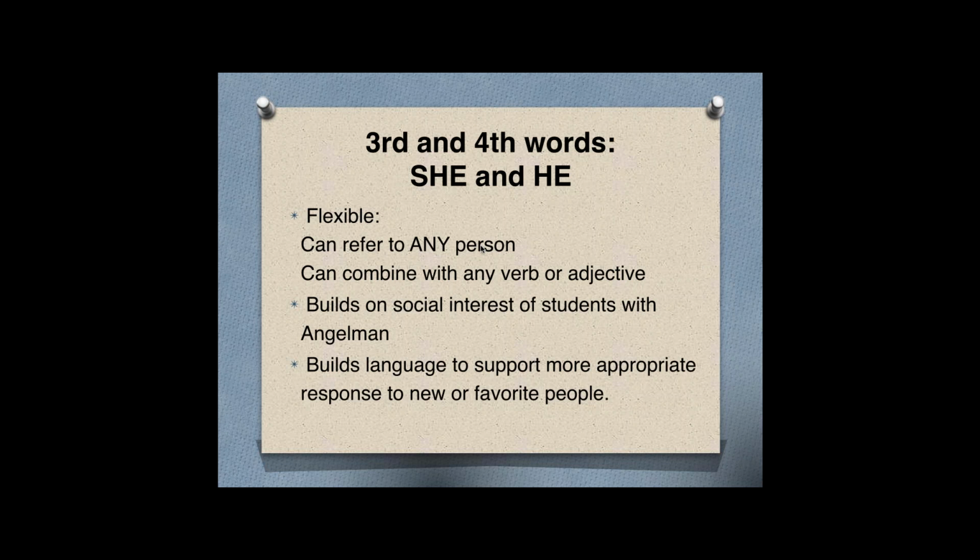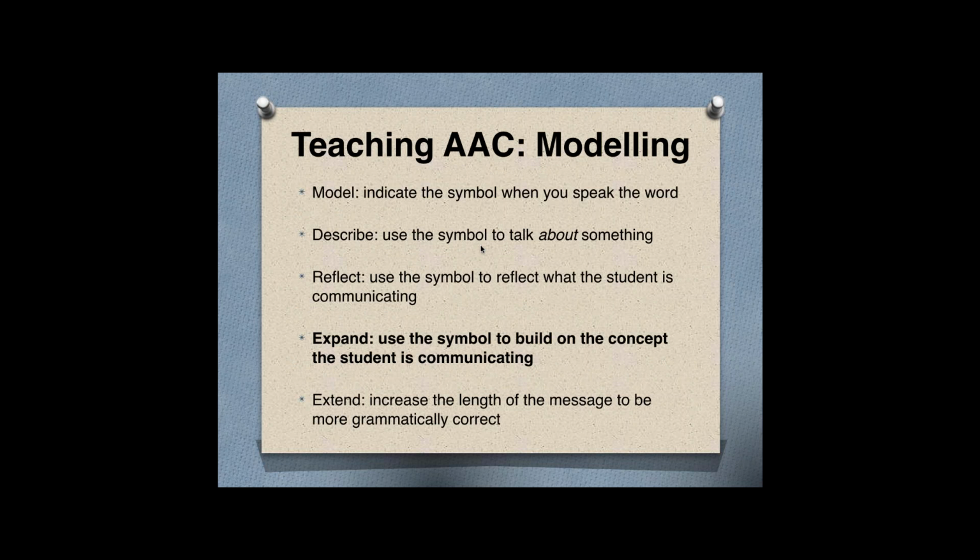So "she" and "he" refer to any person, but start to get a little bit more specific so that when our student is very interested in another person in the classroom and appears even distracted by that, we can use words like "she" and "he" to build language about more appropriate ways to show that interest in new people and begin to interact with new people. "She" and "he" can be combined with just about any verb or adjective that makes sense. And they really start to build on that social interest that most of our students with Angelman have. So these are just very high utility words for them.